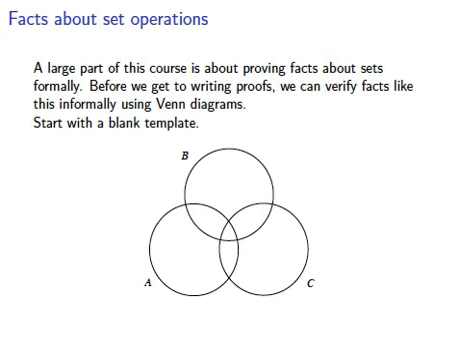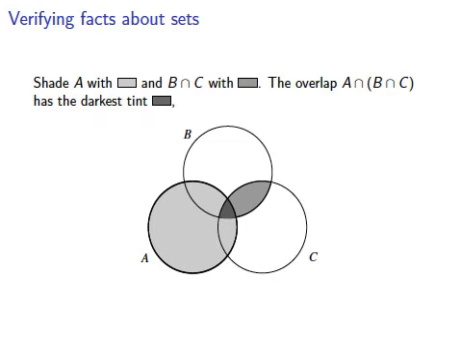If A were equal to B, all that would mean is that all the elements of A and all the elements of B would be concentrated in that region where they overlap. We are now going to shade some regions in the diagram. Since we're interested in A union the quantity B intersect C, we will shade A one tint and B intersect C a darker tint. The central region where these two shadings overlap gets the darkest tint. That region happens to be A intersect B intersect C.